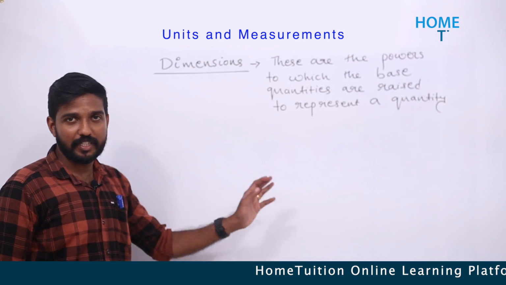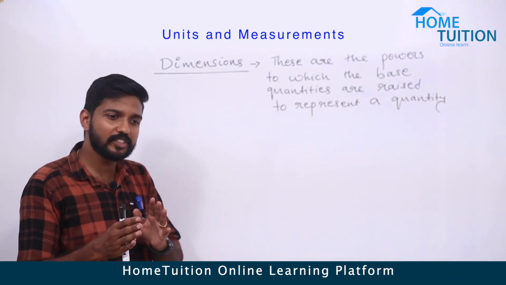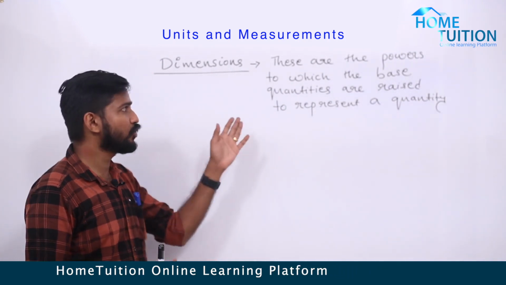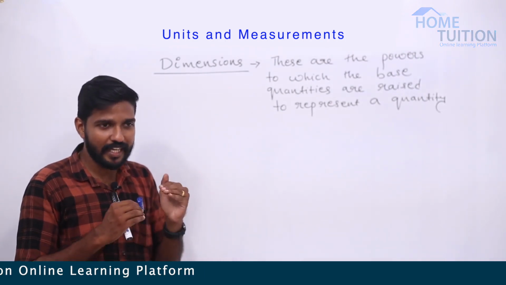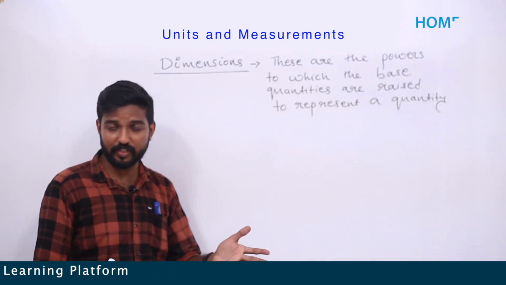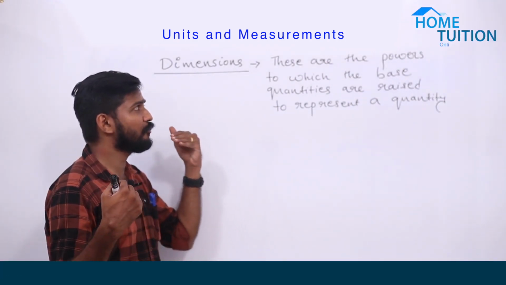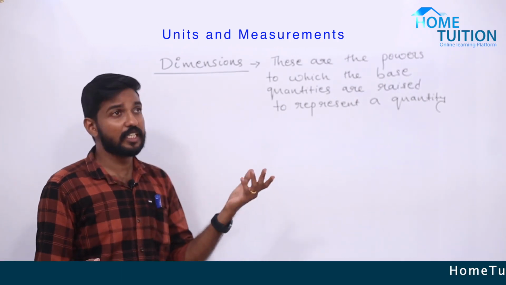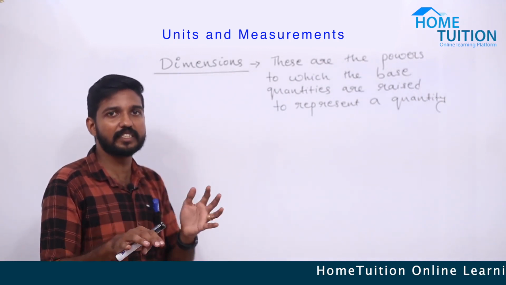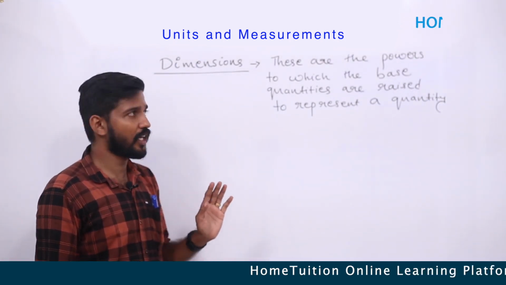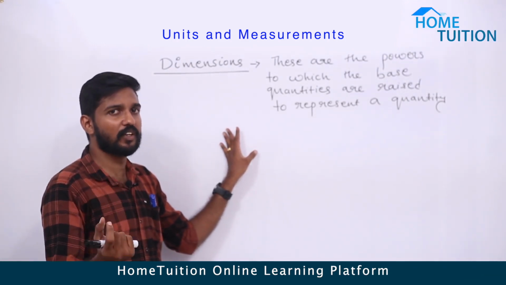So now we have dimensions. What do you mean by dimensions? Dimensions are the powers. These are just numbers actually. They are the powers to which the base quantities are raised to represent a physical quantity. What are base quantities? Mass, length, time, temperature. The fundamental quantities are called base quantities. So dimensions are the powers of base quantities.